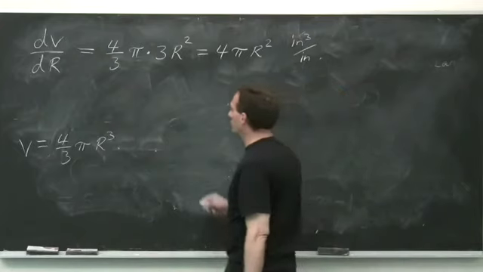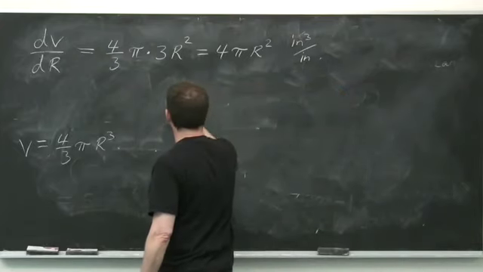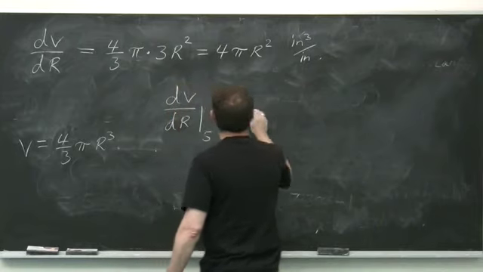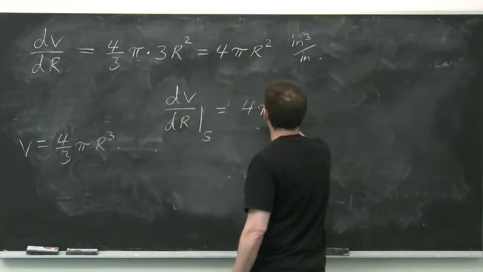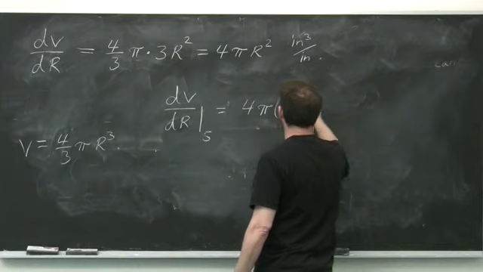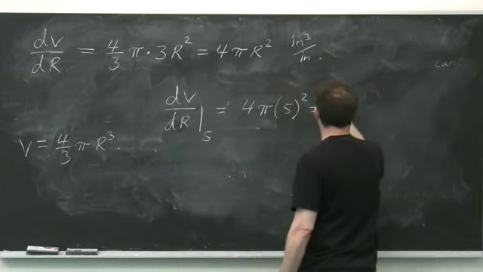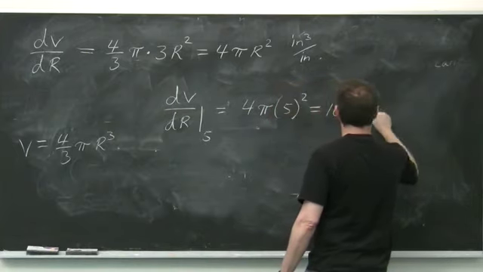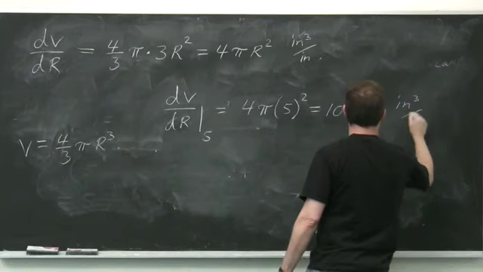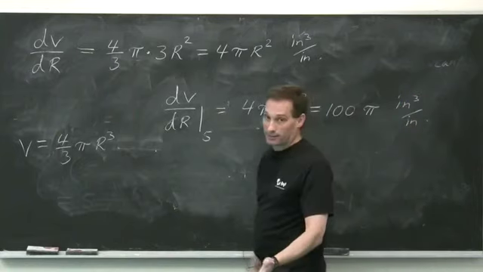We're supposed to do this when r is 5. dV/dr when r is 5, you just get 4 pi times 5 squared. 25 times 4, 100 pi. Cubic inches per inch. And that's it. That's all you do.